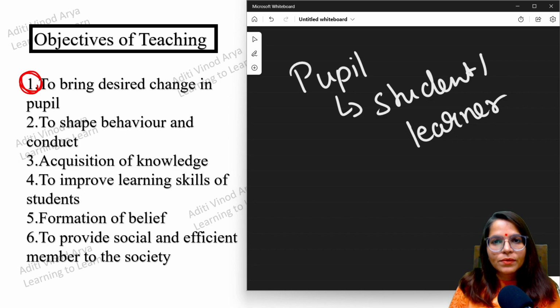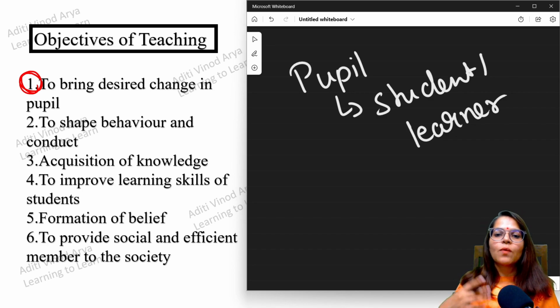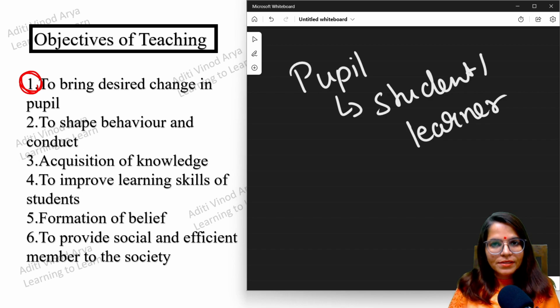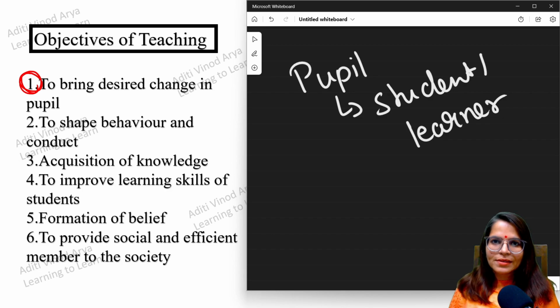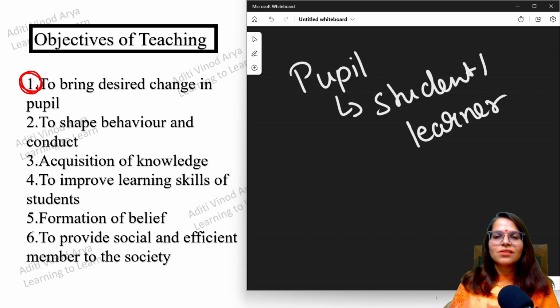The next one is acquisition of knowledge. Yes, it helps in acquiring knowledge and sharing the knowledge to the students. To improve learning skills of the student, yes, it could be through picture representation, through giving examples, through using different methods, brainstorming, or discussion, or any method through which we are able to improve the learning skills of the student. So the student uses the time and resources effectively so they can learn new things.